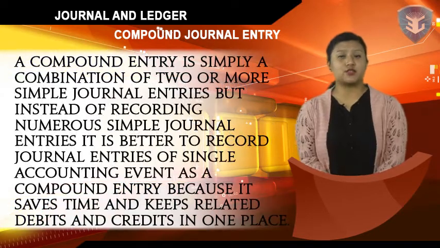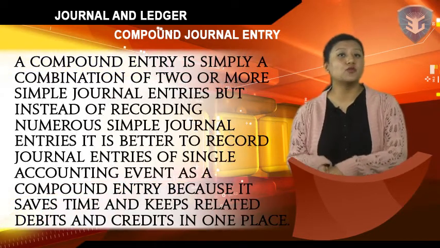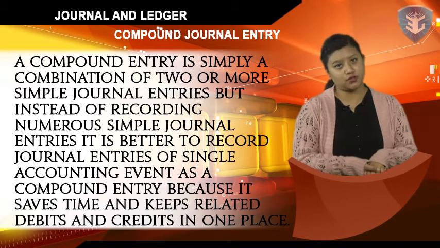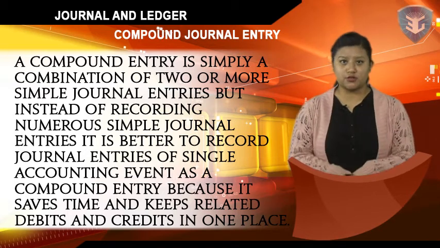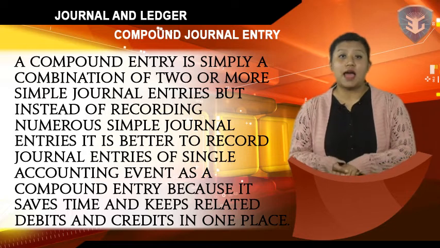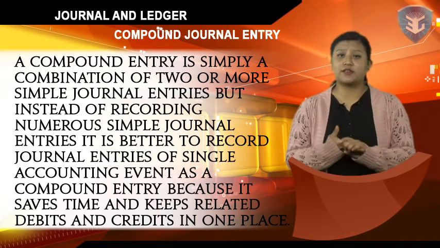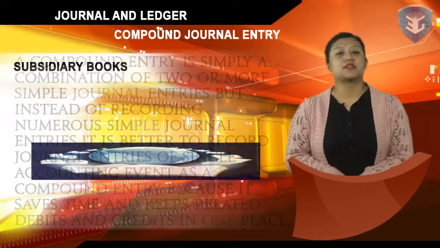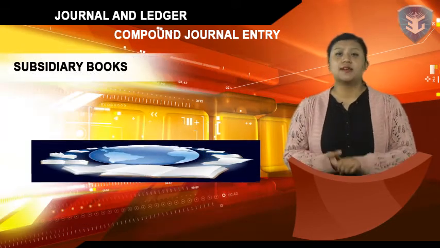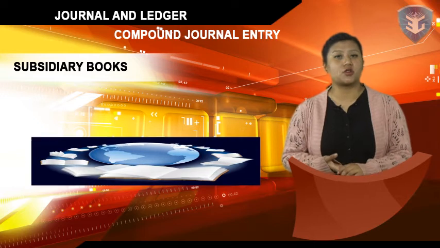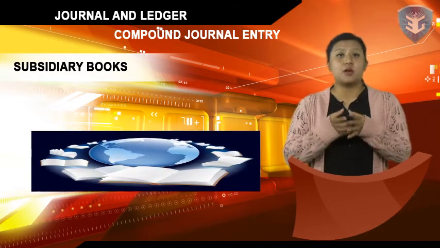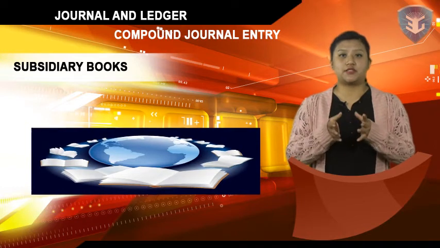A compound entry is simply a combination of two or more simple journal entries, but instead of recording numerous simple journal entries, it is better to record journal entries of a single accounting event as a compound entry because it saves time and keeps related debits and credits in one place. Subsidiary books. Subsidiary books are special journals or ledgers where the first or the original transaction entries are made before being posted into their respective accounts.